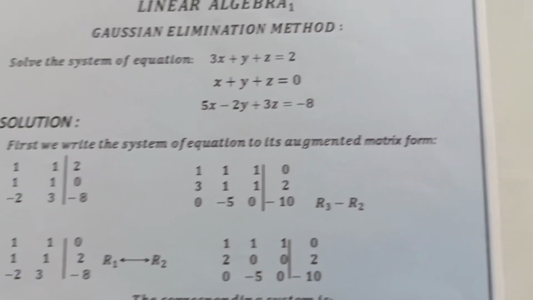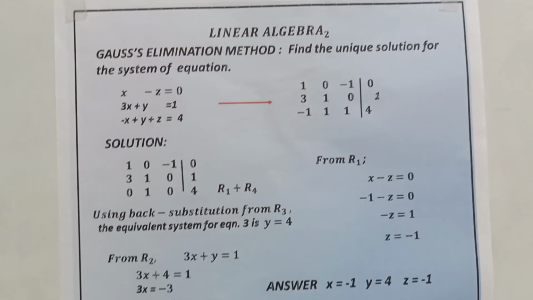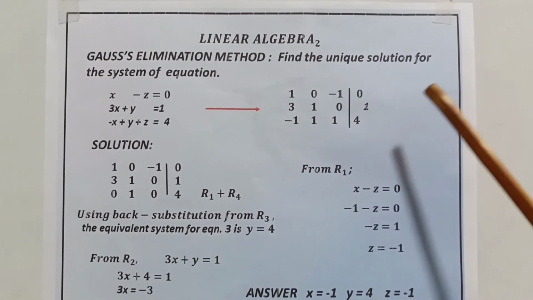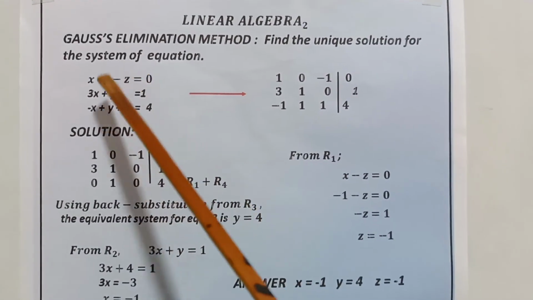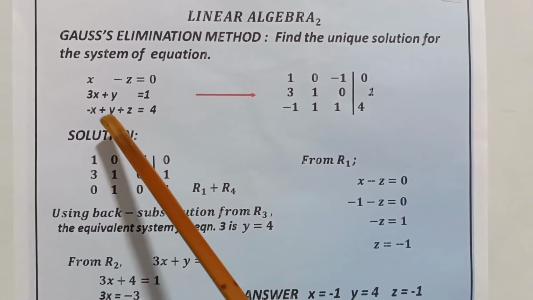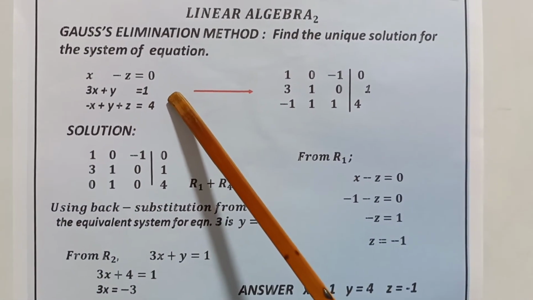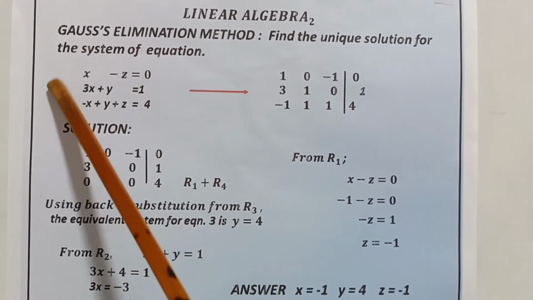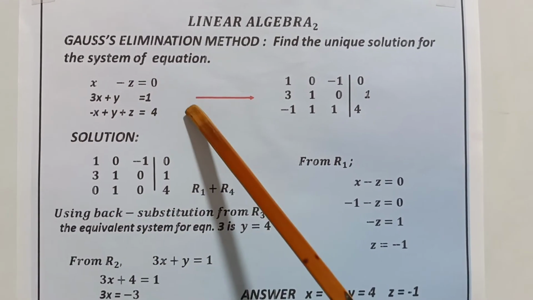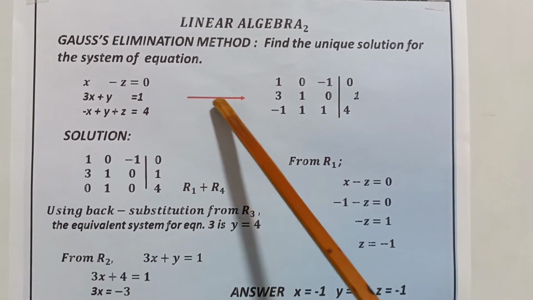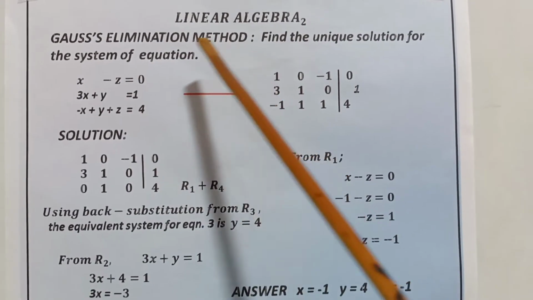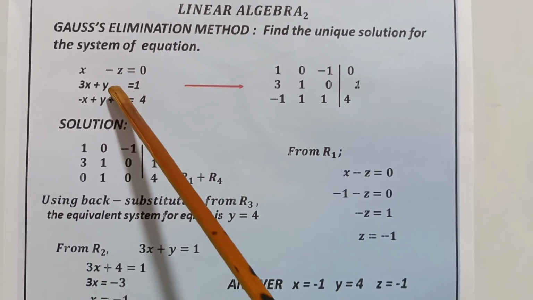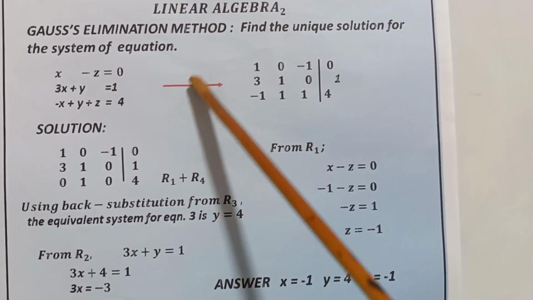So we have here another problem for linear algebra. In this case, we have here x minus z is equal to 0, 3x plus y is equal to 1, -x plus y plus z is equal to 4. So again, we're going to rewrite this into its augmented matrix form, copying only the numerical coefficients of each equation.